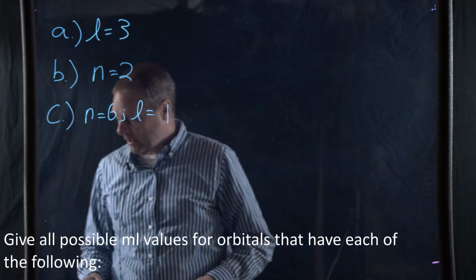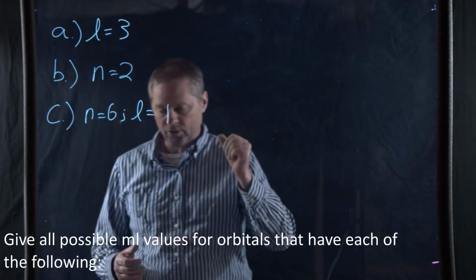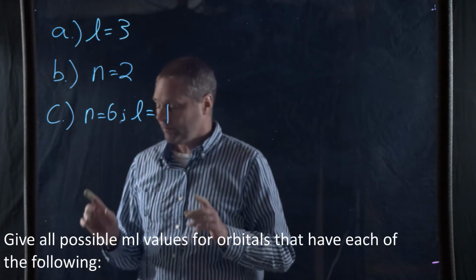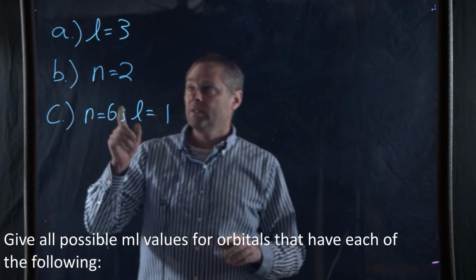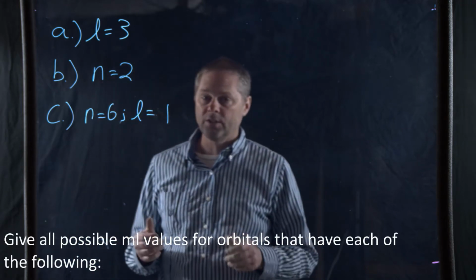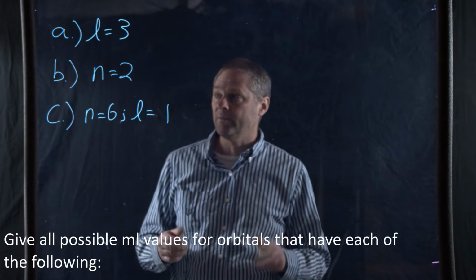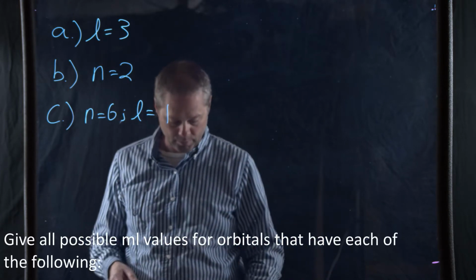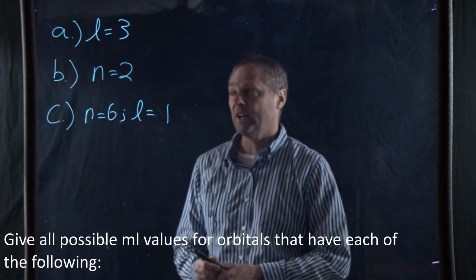The magnetic quantum number has to do with the orientation of the orbital within space. We're going to find the m sub l's for this. From, say, L, which is the angular momentum quantum number, this is going to determine whether it's S, P, D, or F. And N is the principal quantum number, basically the orbital in which the electron resides.